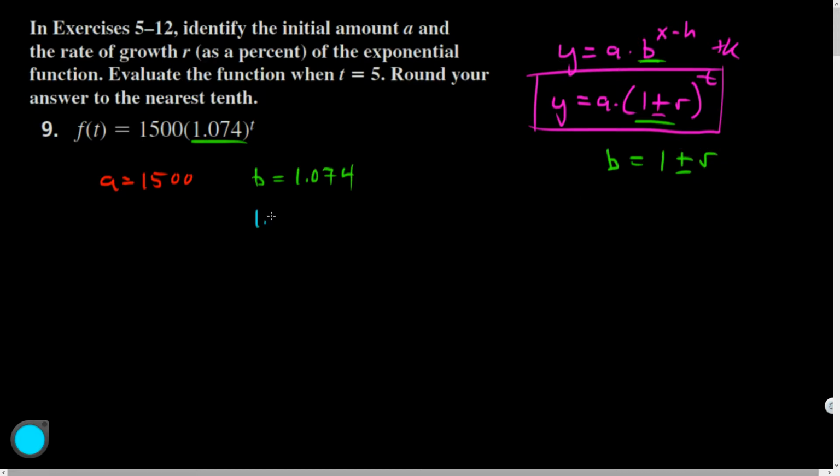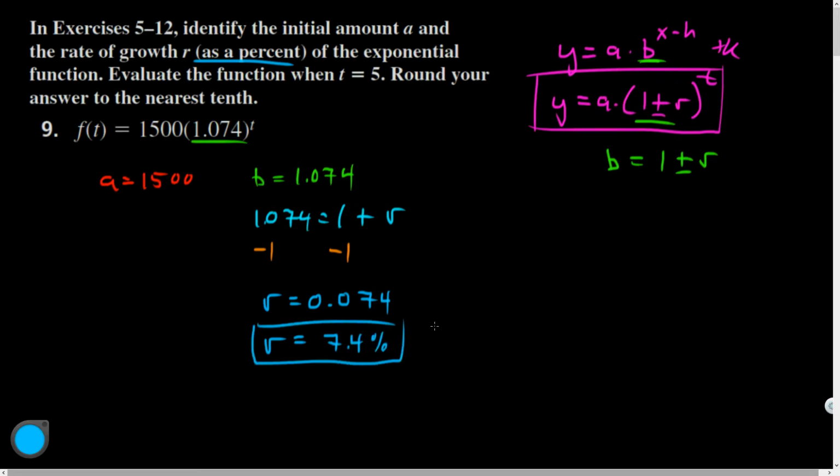So I'm going to have 1.074 is equal to 1 plus r. And if I want to solve for r, question, comment? This is exponential growth or decay. Kind of. To solve for r, I'd subtract 1 from both sides, and I end up getting r equals 0.074. They asked for it as a percent, so that means r is equal to 7.4%.